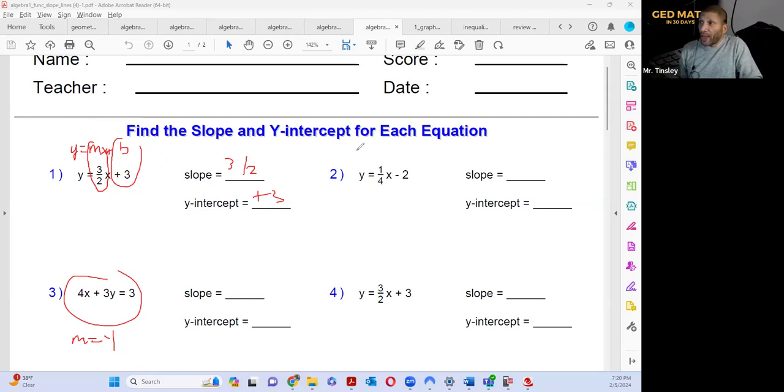Okay. y = 1/4 x - 2. Oh, that's slope-intercept form, which is y = mx + b. Whatever's in front of the x is my slope. My slope is 1/4. Whatever's left is my y-intercept, -2.